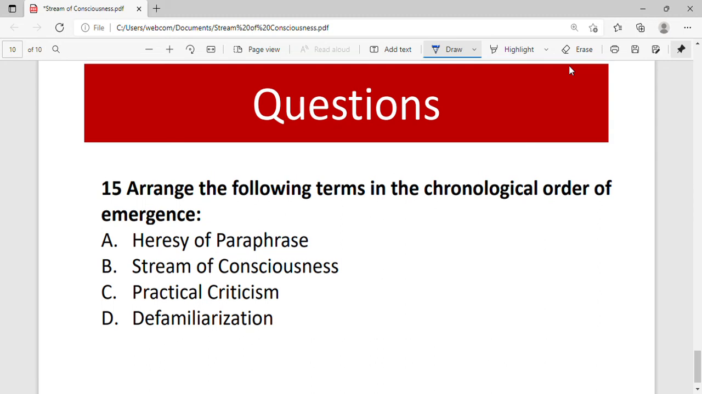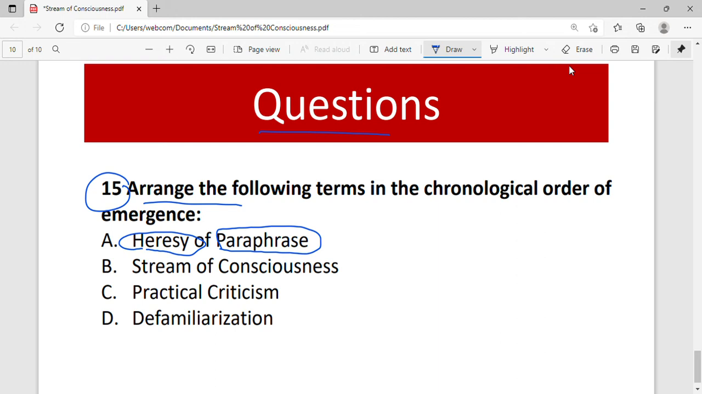Another one we have here, the questions. Okay, questions. Arrange the following terms in the chronological order of emergence, that is, which term came first. So heresy of the paraphrase, we know the heresy. Heresy is something when you go against the set rules, right? Opposite of those conventional set rules. And paraphrase is to tell something with the same meaning, but in a different way to make it more clear.